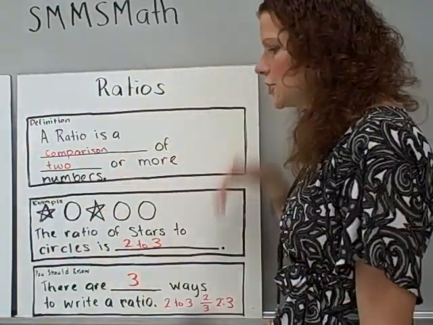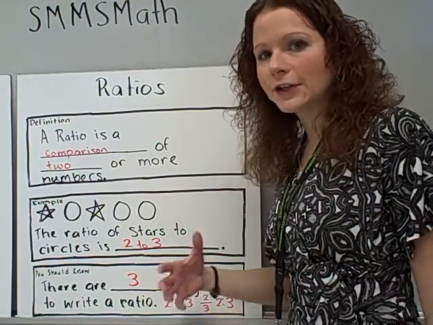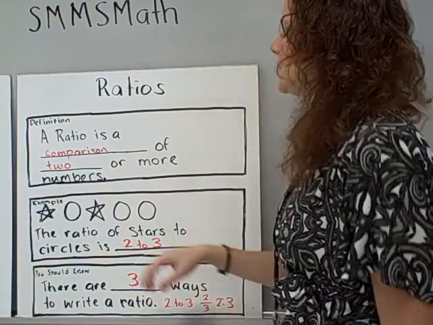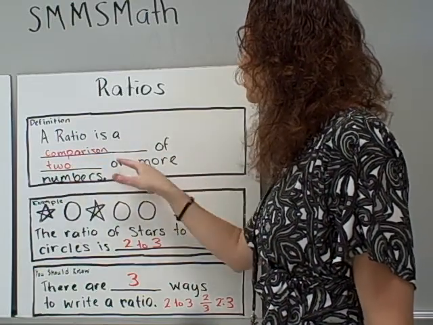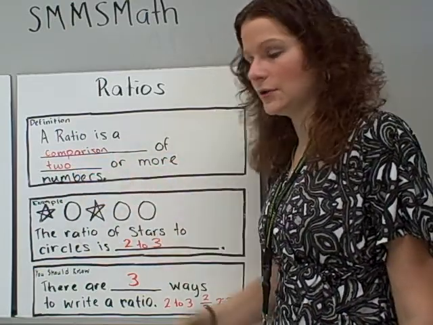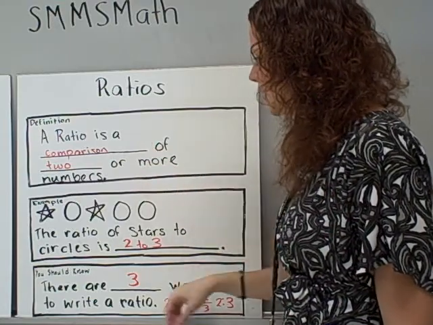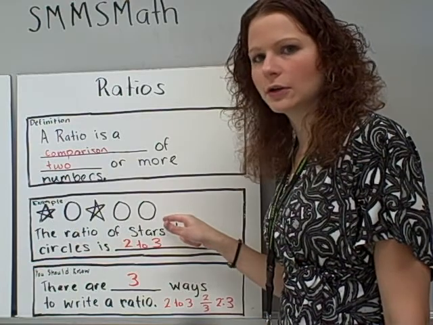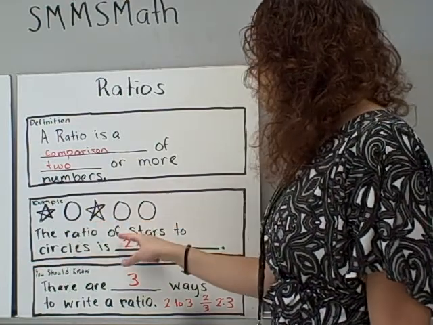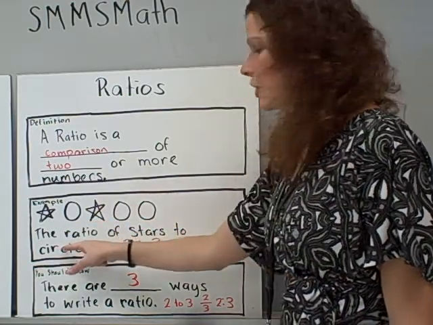All right, your note sheet looks a lot like this, so just fill in as I go. Ratios. A ratio is a comparison of two or more numbers. So you need two or more numbers and compare them. So in my example here, I got some stars and I got some circles. And I want to know the ratio of stars to circles.